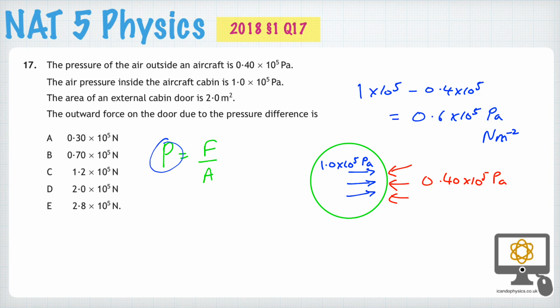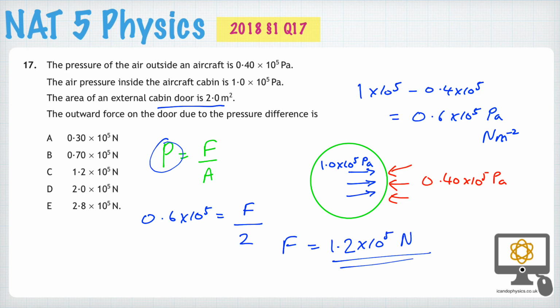But we're told that the area of the external cabin door is 2 square meters. So therefore, if we take this equation and put the values into it, the pressure on 1 square meter is 0.6 times 10 to the 5. And that's equal to the force on 2 square meters divided by the area of the door, which is in fact 2 square meters. So we simply have to multiply 2 by 0.6, and therefore we get that the force is 1.2 times 10 to the 5 newtons. And that's the force on the door. And so therefore our answer is C.